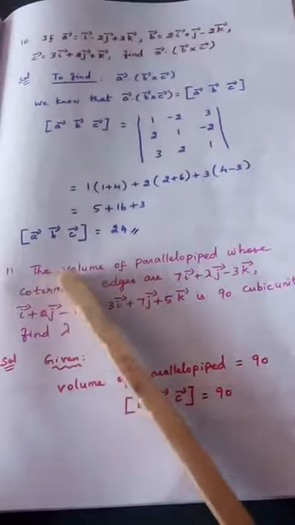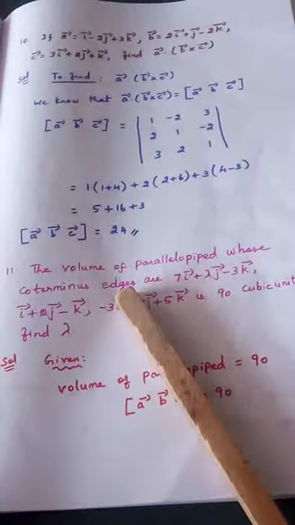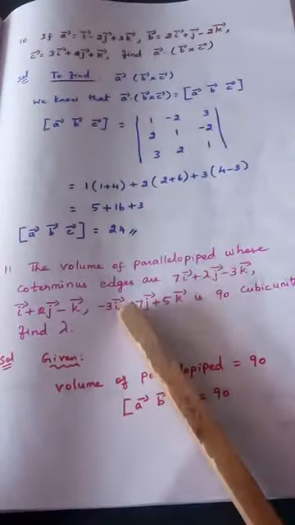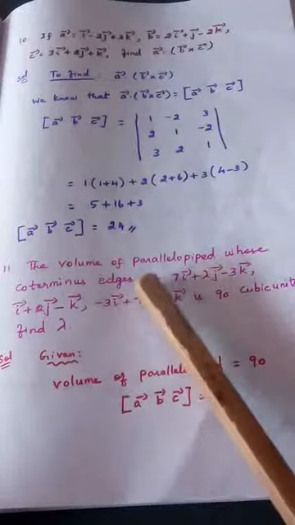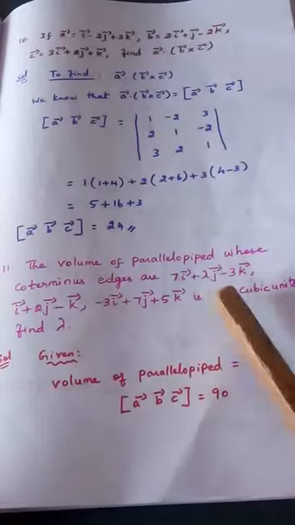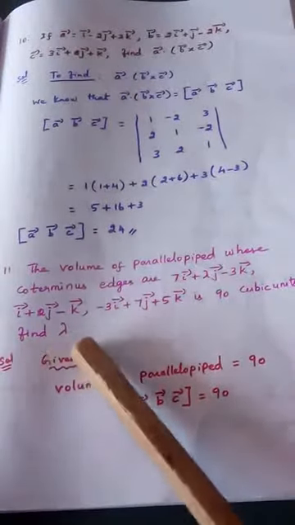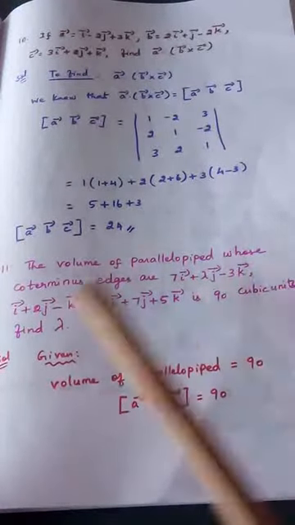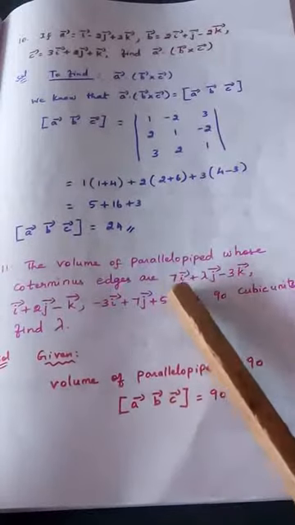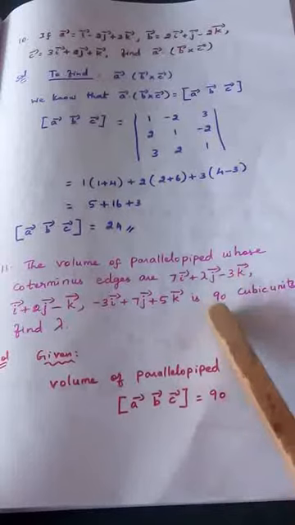Question number 11. The volume of the parallelepiped whose coterminous edges are the 3 vectors which were given to us is 90 cubic units. The meaning is the volume is 90 cubic units. Then find lambda. Where is lambda? If you see the coterminous edges, 3 edges will be there, out of which the first edge is carrying lambda. We need to find the value of lambda. Volume is given to us.